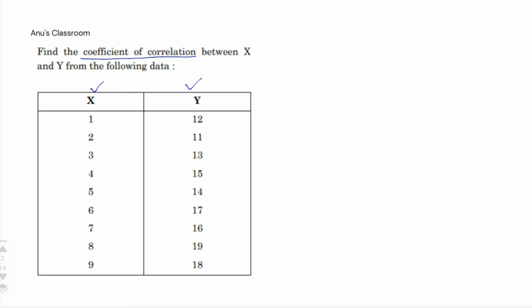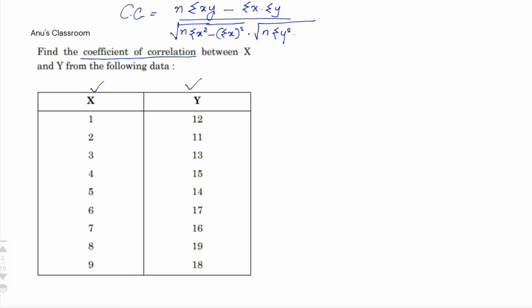You need to know the formula for it. The formula of this correlation coefficient, let me write CC for now, is n times sigma xy minus sigma x sigma y, divided by root of n times sigma x square minus sigma x whole square, multiplied by root of n times sigma y square minus sigma y whole square. So this formula you have to study and go. From this, n is the number of samples. We have 1, 2, 3, 4, 5, 6, 7, 8, 9 samples. So n is 9.